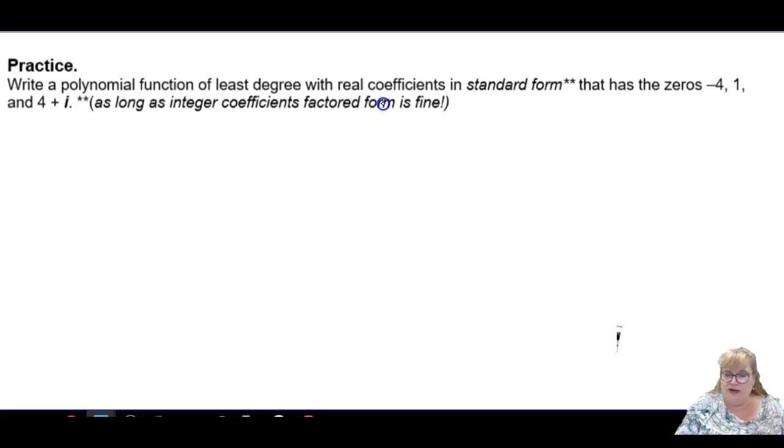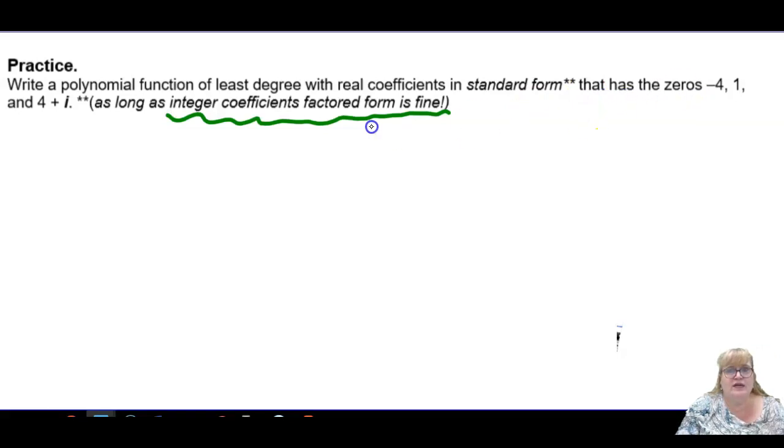All right, moving on. We're going to practice writing the zeros. So this says write a polynomial function of least degree with real coefficients in standard form, but I say down here, as long as you have integer coefficients, factored form is okay.